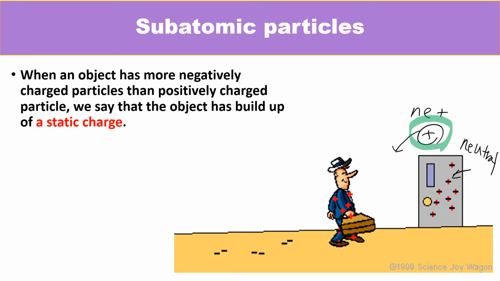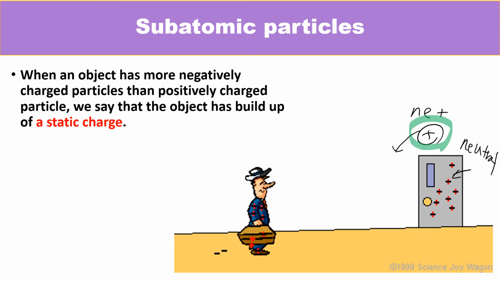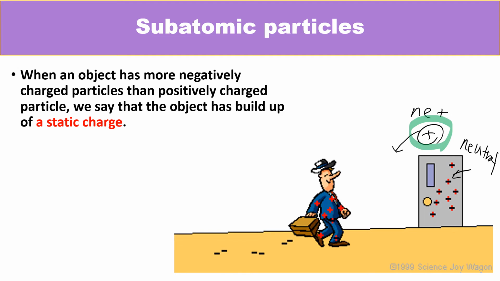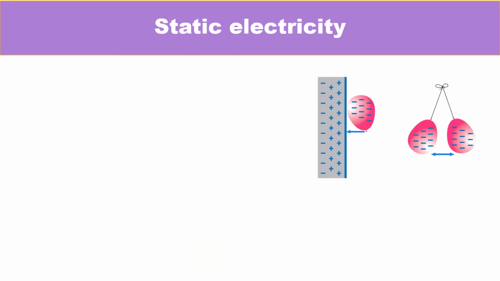So when an object has more negatively charged particles than positively charged particles, we say that the object has a buildup of a static charge. Come to think of it, you may wonder why it is called static. It's because of this. Number one, static, like the word suggests, means it doesn't move. It is stationary. Now that is a bit odd, isn't it? Because I mentioned that electrons can move around. Stationary is the opposite of moving.